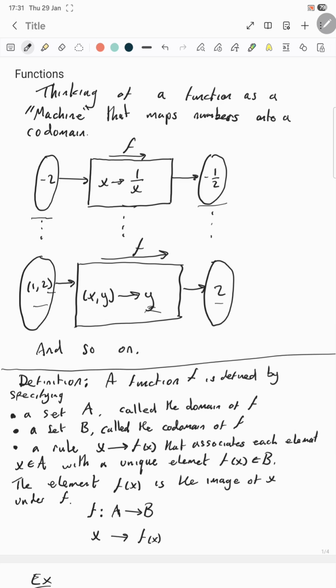So here's a definition. A function f is defined by specifying a set A called the domain of f, and a set B called the codomain of f. Now the rule is x goes to f of x. That associates each element x contained in A with a unique element f of x contained in B. The element f of x is the image of x under f. So f: A goes to B, and x goes to f of x.